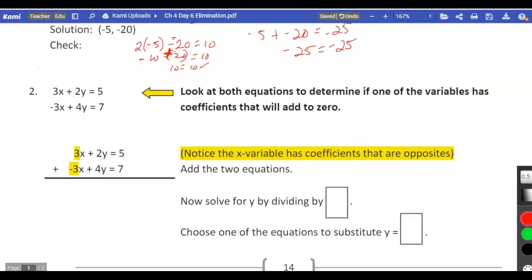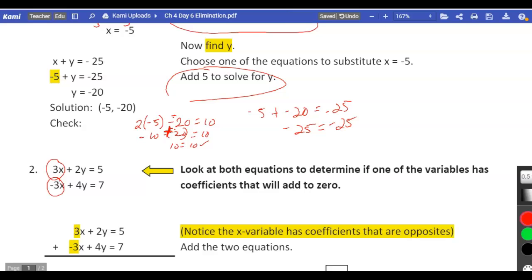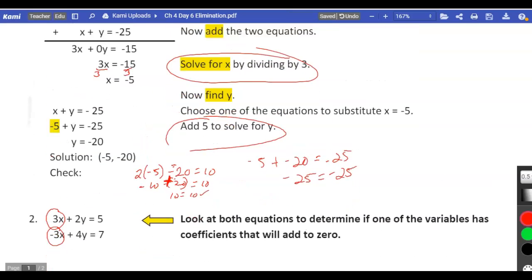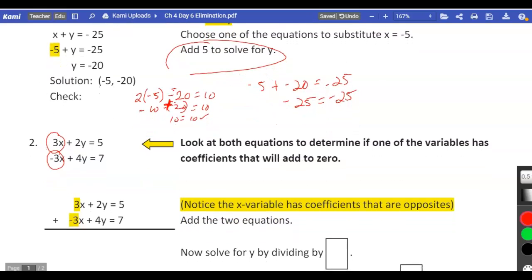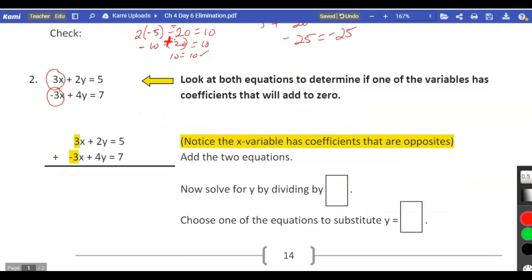Okay, so let's do it again. You notice that these are opposites. So now we're going to eliminate the x's. First one we eliminated the y's. So when we do this, we're going to come down here. When we add everything together, my y's become 6y. That equals 12. I divide by 6. That's a required step that you have to show. Y equals 2.